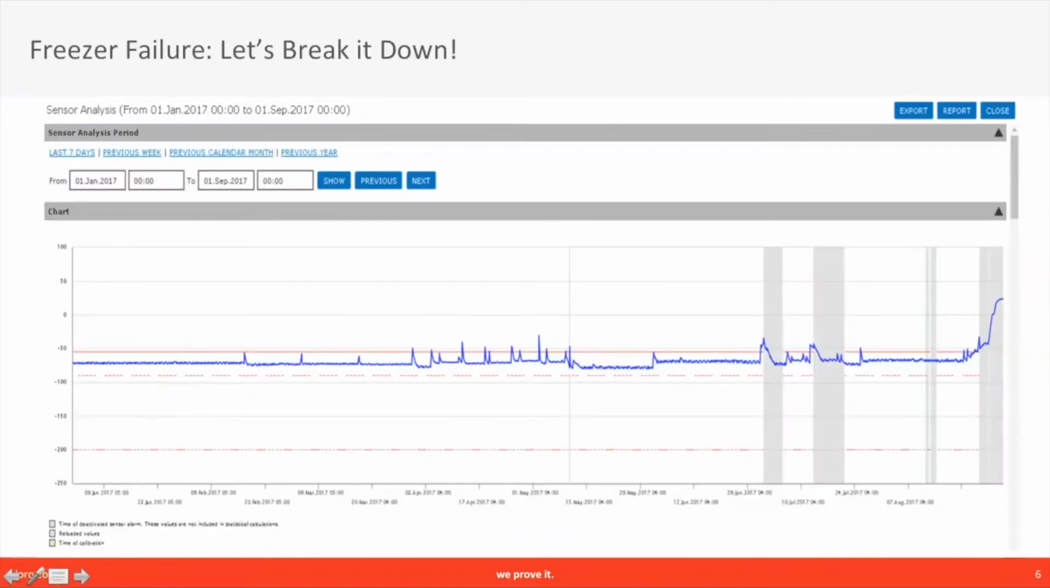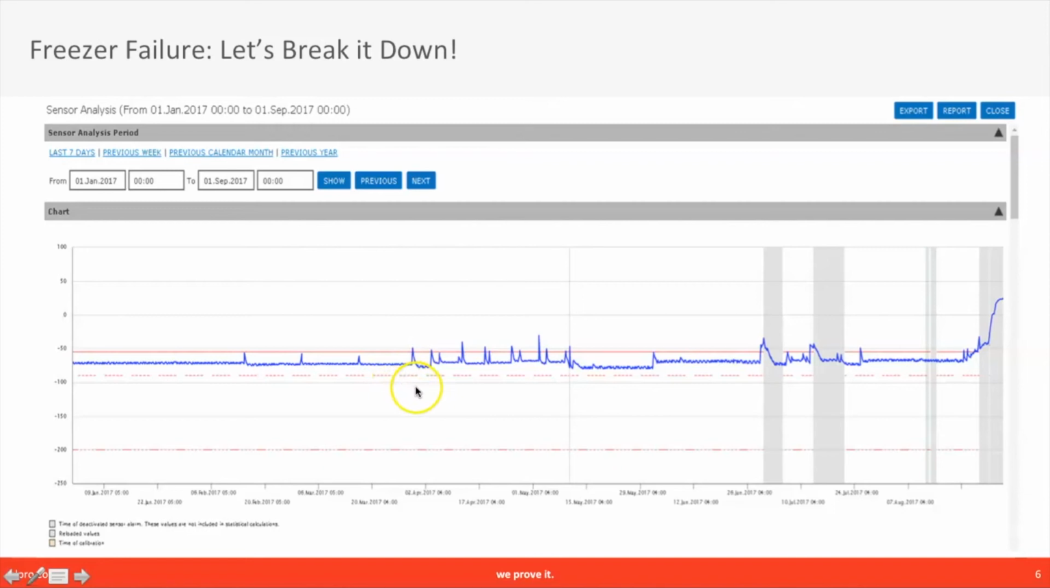This chart is a real example of a freezer failure over time. Let's break it down by section. Here you see that the freezer is cycling properly to maintain the necessary temperature. Here, some temperature spikes occur. Maybe this is simply due to door openings, but find out why these excursions occurred and document it. This is so you can have historical data and comments in an audit trail to review.